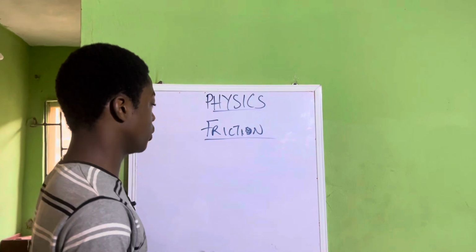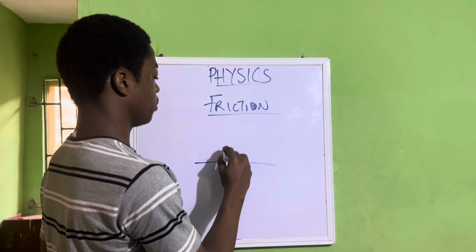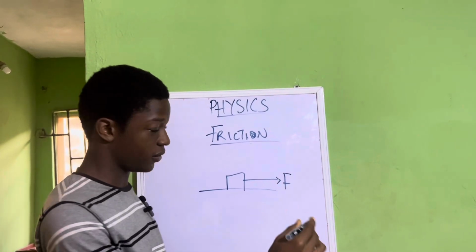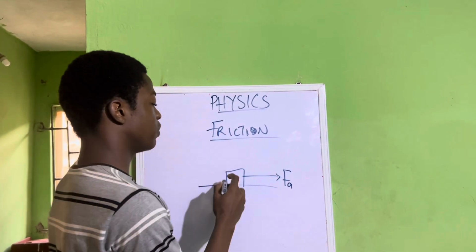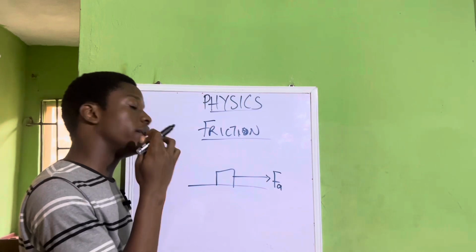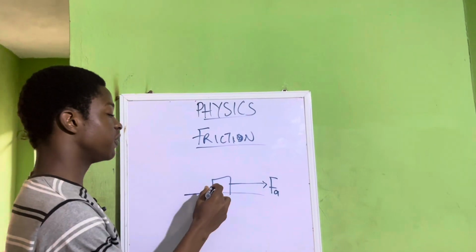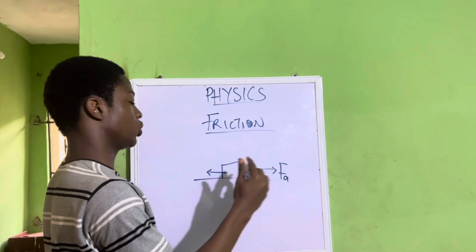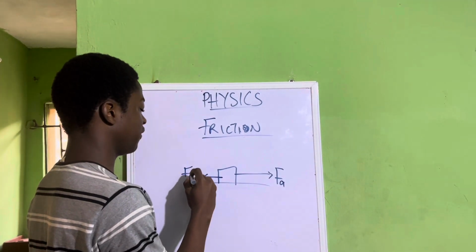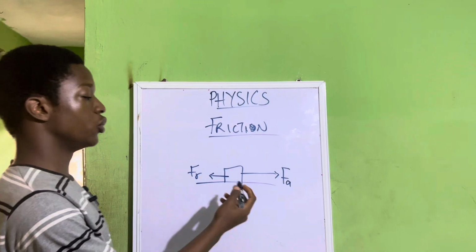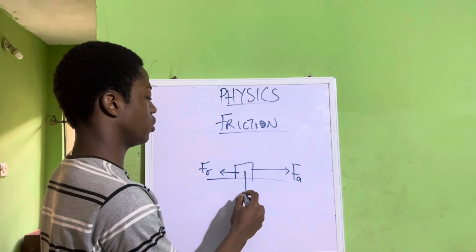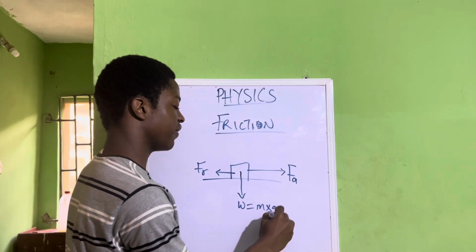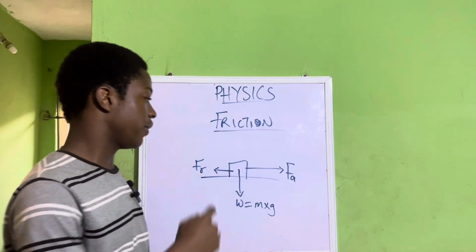So let's say we have a body, and then a force is applied on this body. This is the applied force, FA, to move this particular body in this direction. Then your frictional force would move in the opposite direction, tending to oppose the motion. So this is the direction of your frictional force. And then you know the weight of the body acts downward, and your weight is equal to mass times gravity, or acceleration due to gravity.